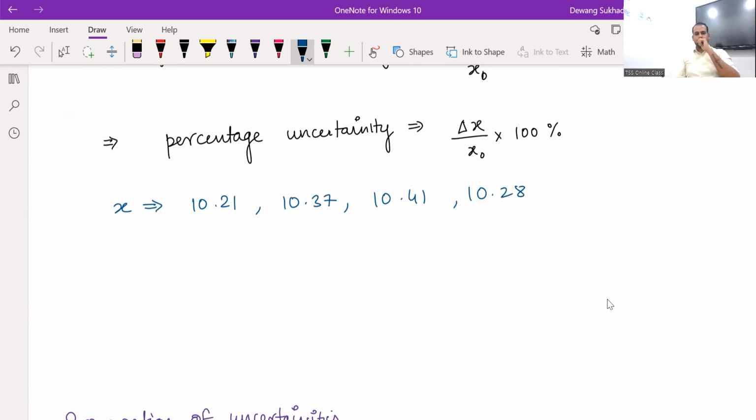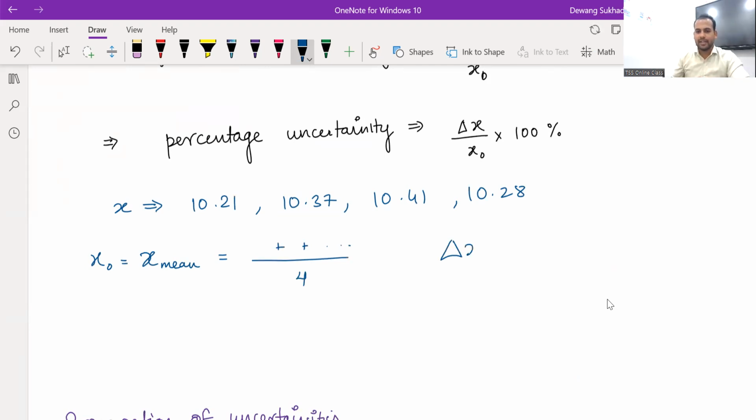In this case, what I will say is that there are multiple readings. How can I find this? So first, I will define the mean value. That will be my x naught. So I will add those values and divide by 4. Okay. And so that's my mean value.